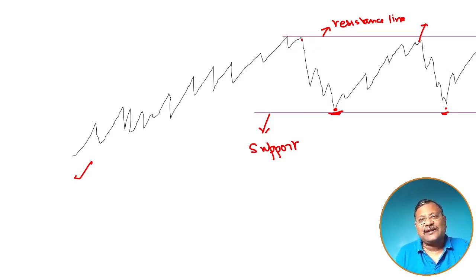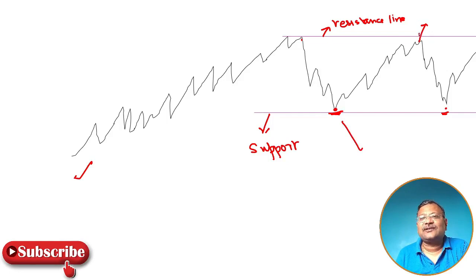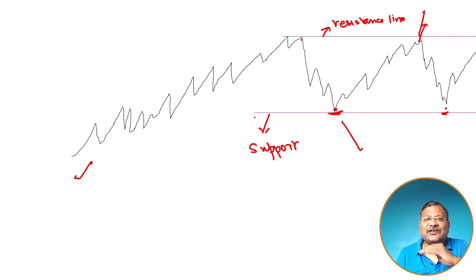To define it in simple language, I would say the support level is the level below which the share is temporarily not able to go, and the resistance level is the level above which the share is temporarily not able to go. I'm using the word temporary because this situation may not last forever. You may find that at a particular point, the share price has either broken the support level or the resistance level. So understand this: the line which gives support to the share price from the bottom is called the support line, and the line which is resisting the upward movement of the share price is called the resistance line.